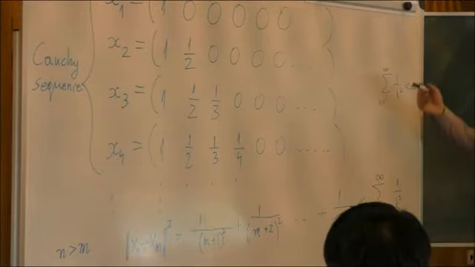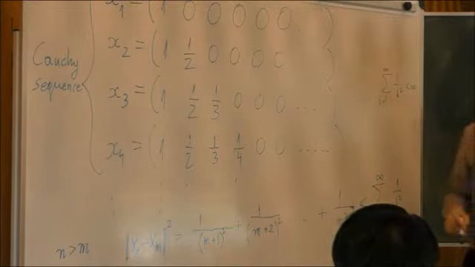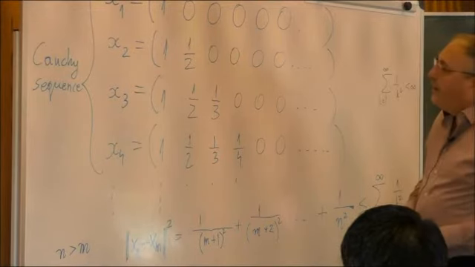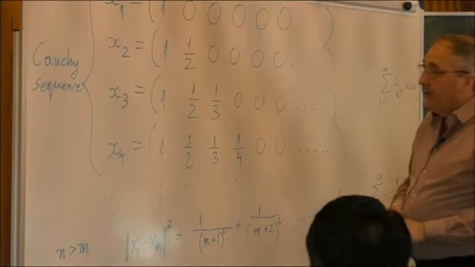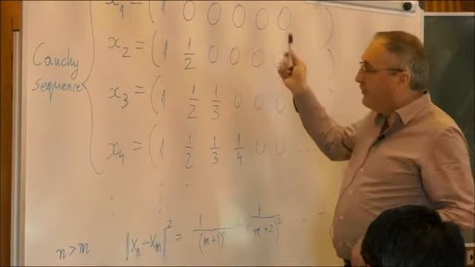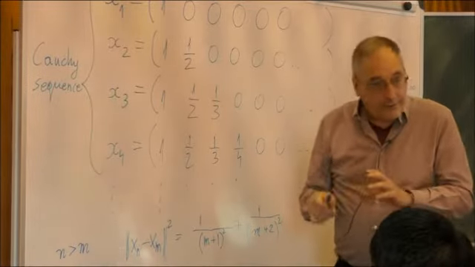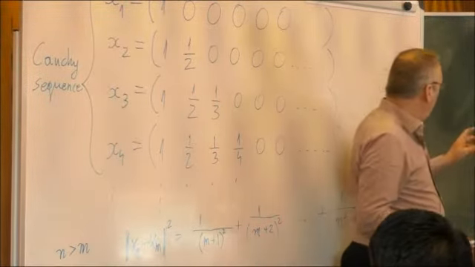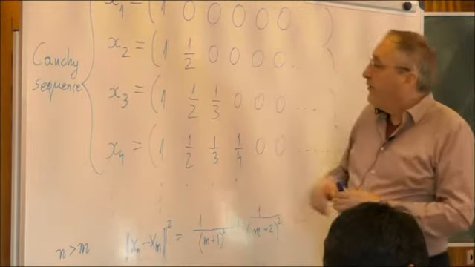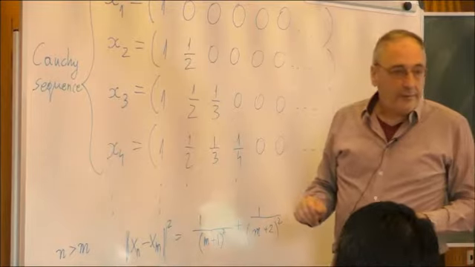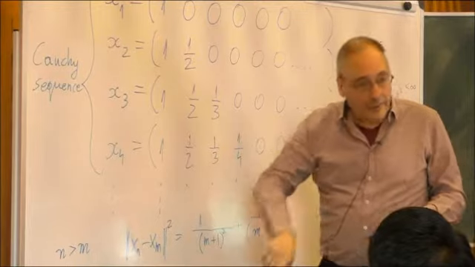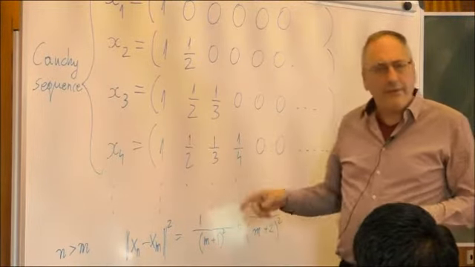Okay, so it is a Cauchy sequence. Now, let's see if it is convergent. It's easy to show that if a sequence of sequences converges in the sense that we defined earlier, then the first component of it converges to the first component of the limit, and the second component of it converges to the second component of the limit, and so on. That's very easy to show.